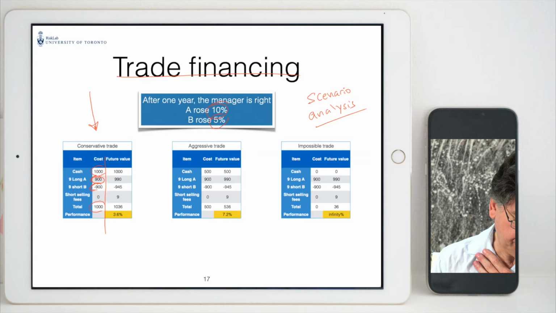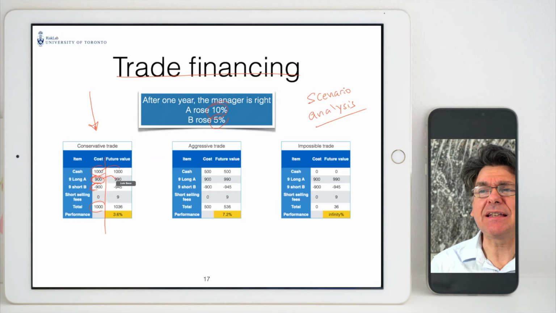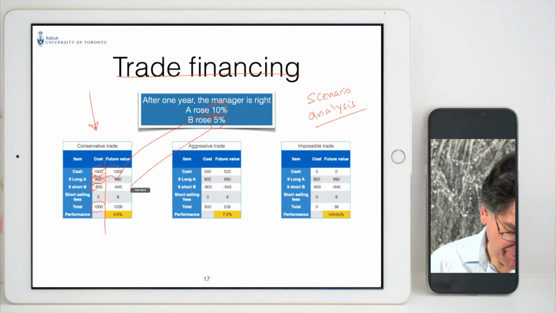So let's stick with this trade. After a year, my $1,000 in cash is $1,000. My 9 As are $990 because they went up in price by 10%. And B only went up by 5%. So I owe a little bit more than $900. I owe $945.